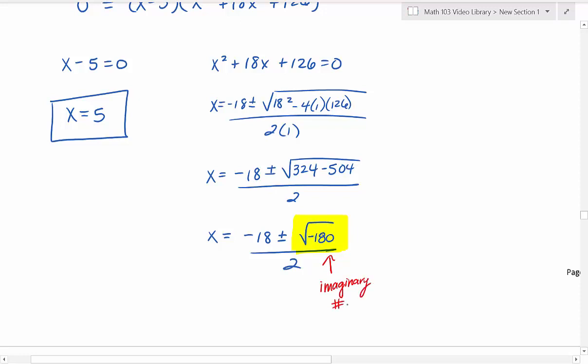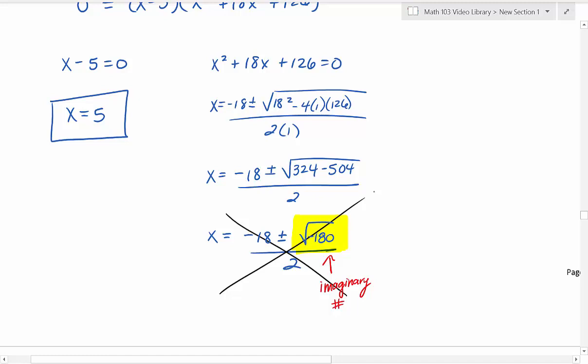This is an application problem. X represented the width of a box. You can't have a box with a width that's imaginary. It's not a real box then. Therefore, this solution gets thrown out and our only solution for X is 5. Since it is an application problem, we need to make sure that our answer makes sense for the context of the application, which is what we just did, and we threw out the imaginary number.